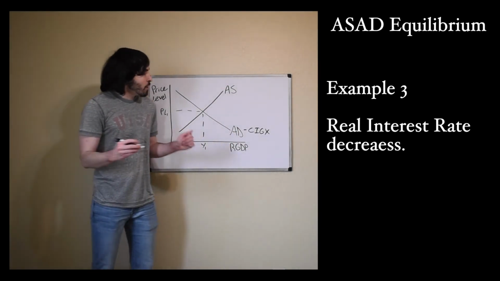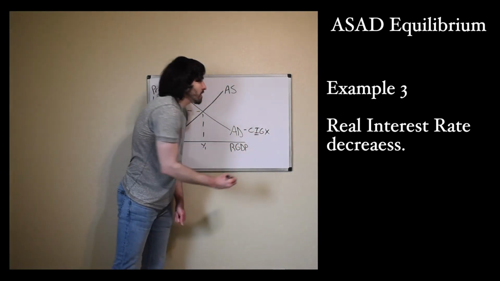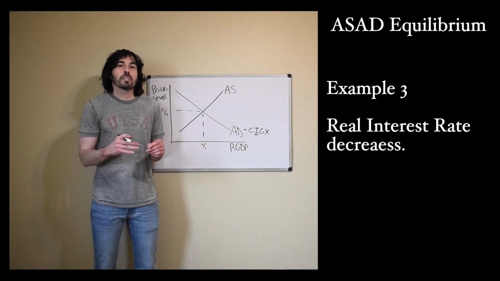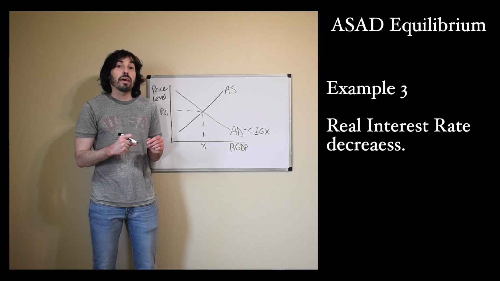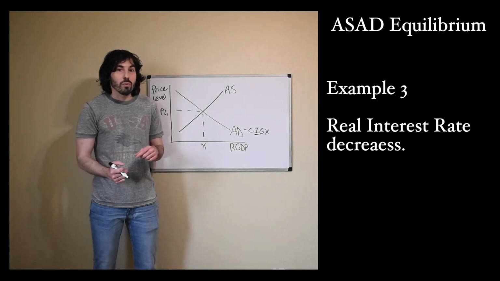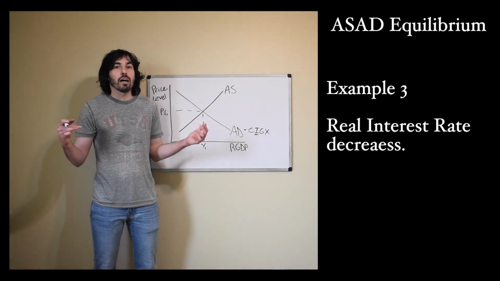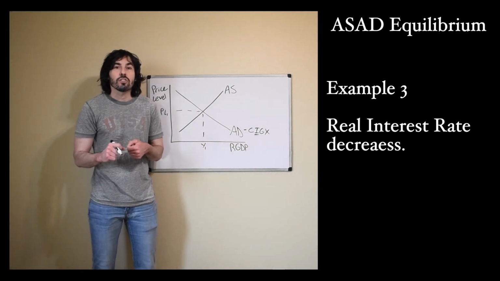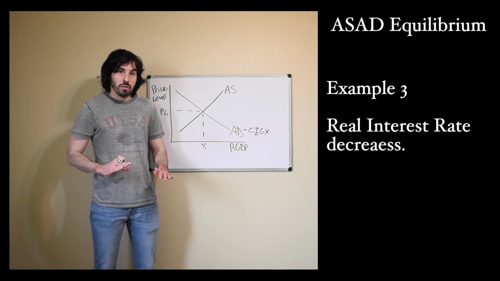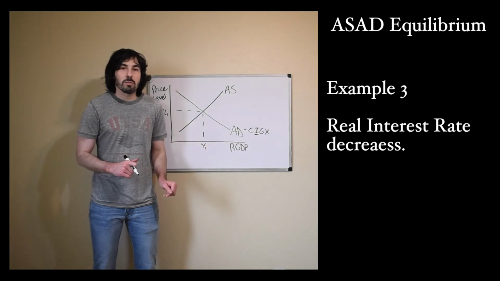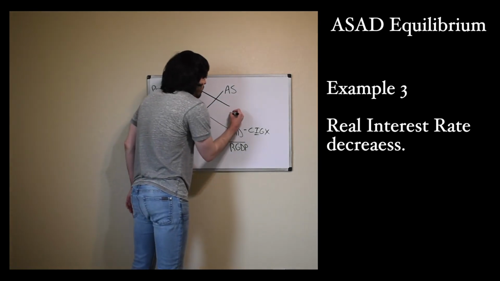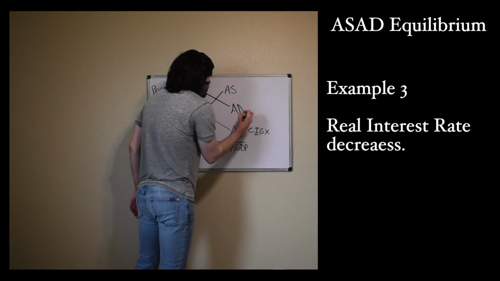The part of the aggregate demand that's going to be most affected by this is going to be your I, your investment spending. Remember, investment spending is done by businesses when they buy capital goods. So they're spending millions of dollars at once on giant machines. And even big companies are going to have to borrow money in order to do that. And so if the real interest rate decreases, it's going to be cheaper to borrow. So businesses will increase their investment spending and aggregate demand will shift to the right and increase. So we end up with a higher aggregate demand.